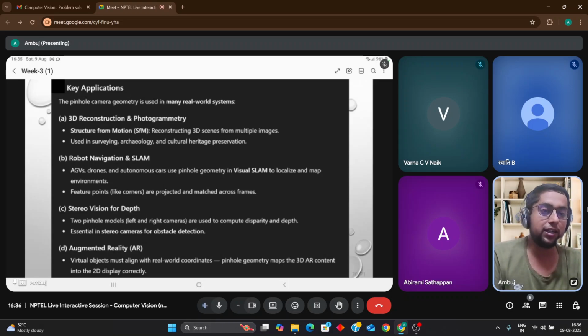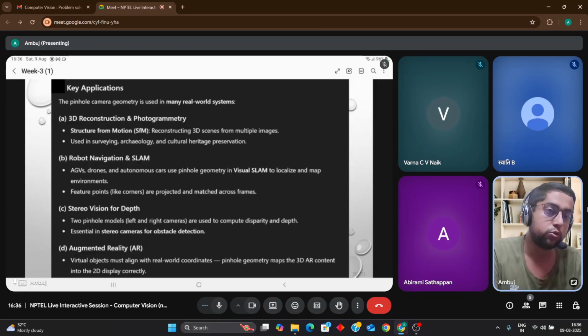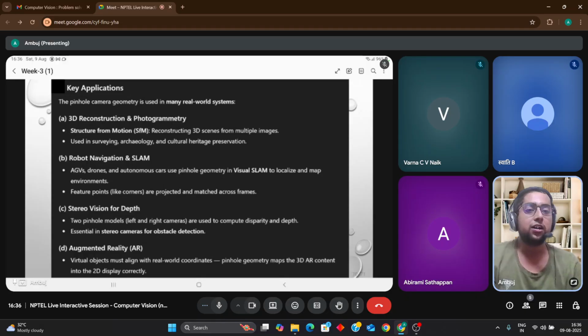Anything which is there, whether it is an image or a video, is constructed from pixels. Pixels are nothing but distinct points, x comma y. Then in case of robotic navigation as well as SLAM, SLAM is nothing but an algorithm. Visual SLAM, Hector SLAM, these are different algorithms which are used to draw the line on which the vehicle automatically routes itself. So AGVs, drones, and autonomous cars use pinhole geometry in visual SLAM to localize and map the environments.